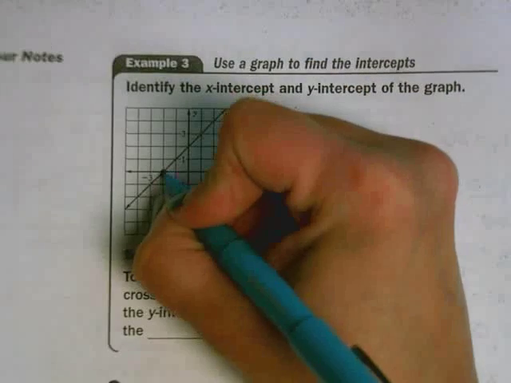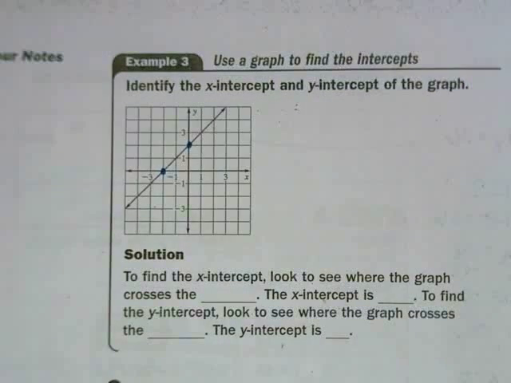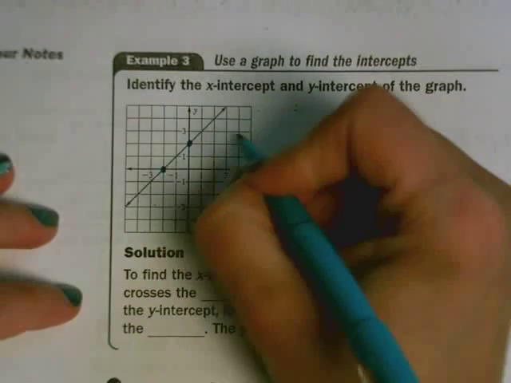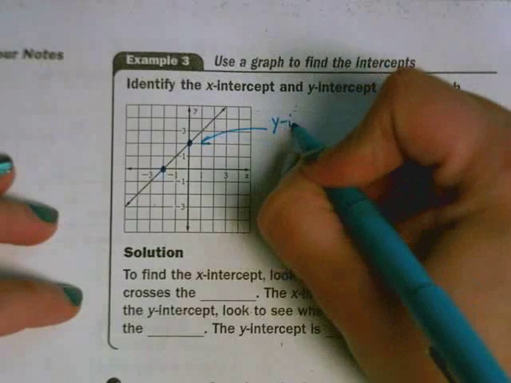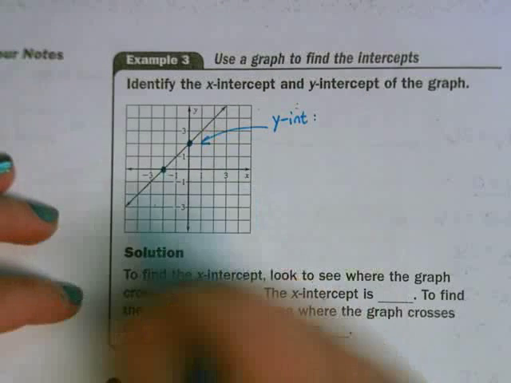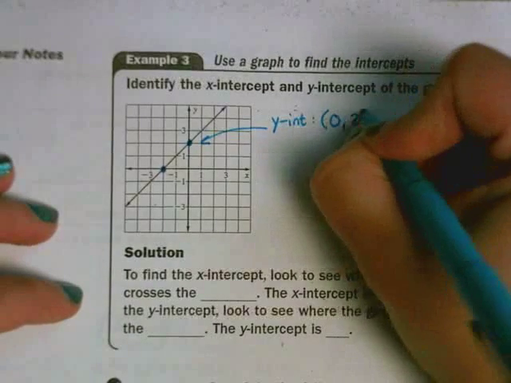Here's where it looks like it hits the x-axis. Here's where it looks like it hits the y-axis. Can we identify these as ordered pairs? I'm just going to put an arrow. What does this y-intercept look like to us? The y-intercept looks like side to side 0, up 2: (0, 2). There we go.